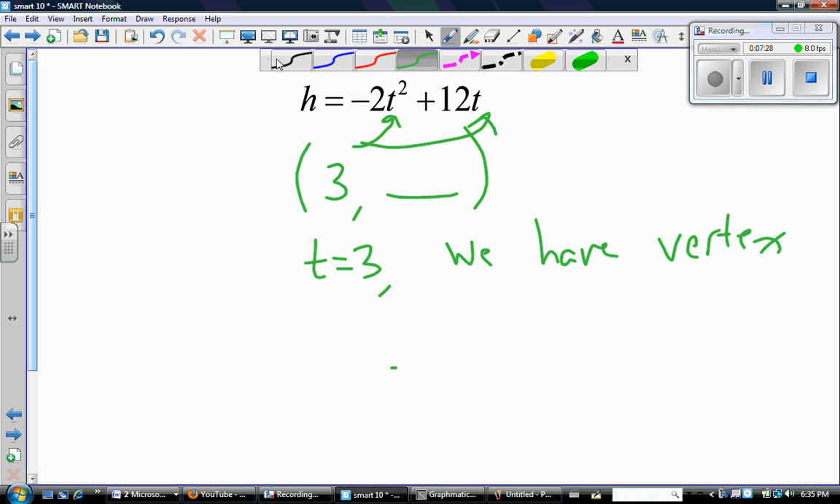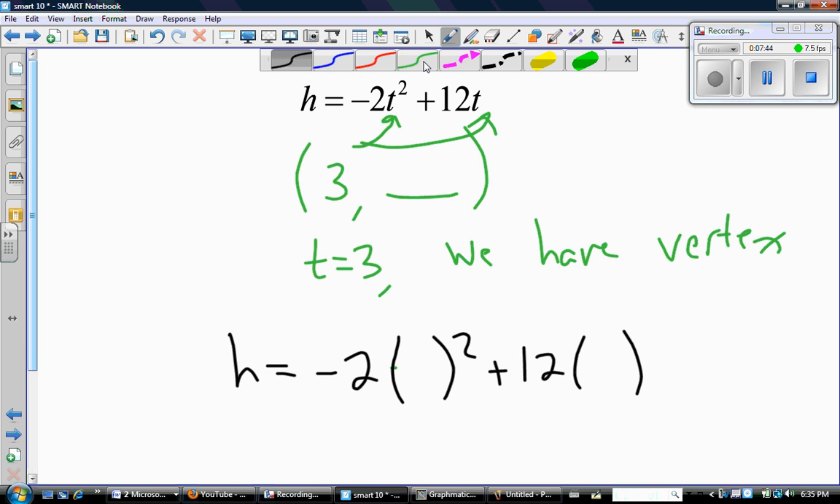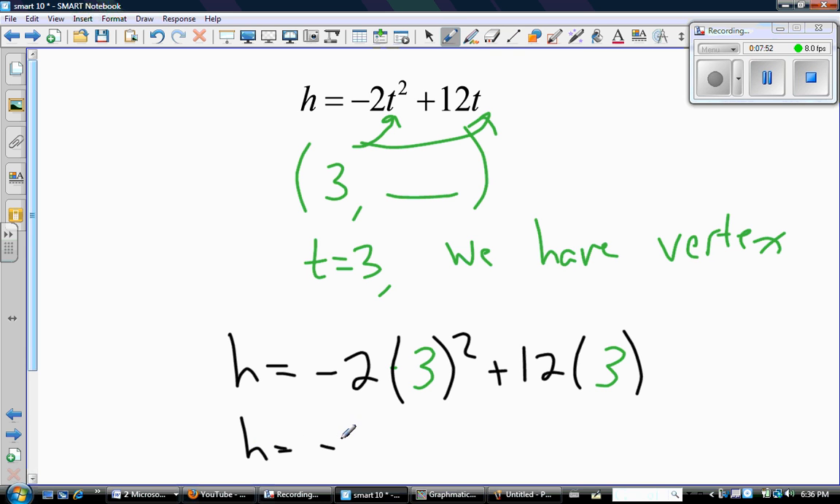So h equals negative 2t squared plus 12t. And again, to do substitution, you write everything except instead of the variable, you put an open bracket. And then into that bracket, put the value. In this case, t equals 3. And now I just have to follow the rules of BEDMAS. So I have to do exponent before multiply.